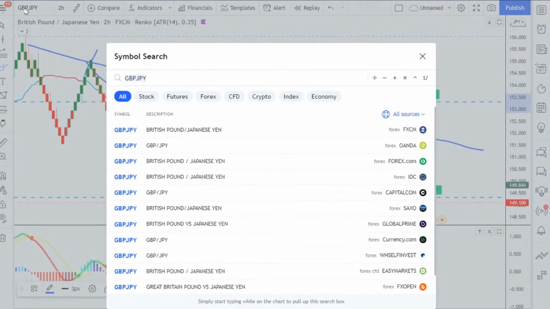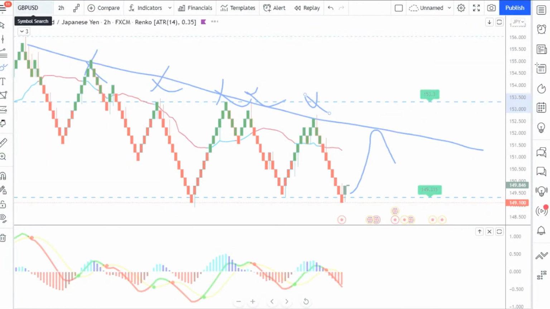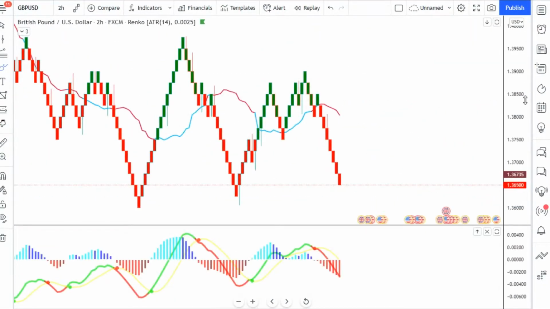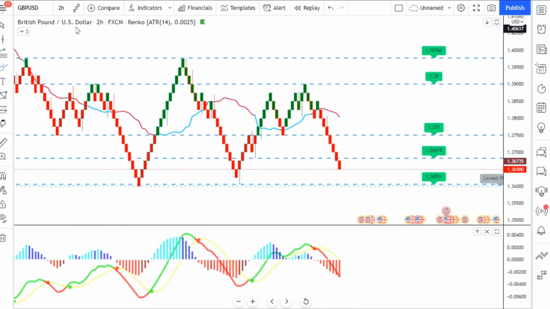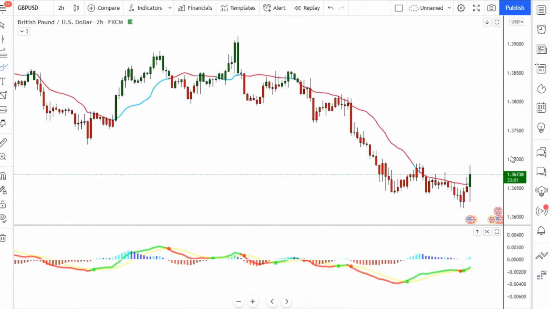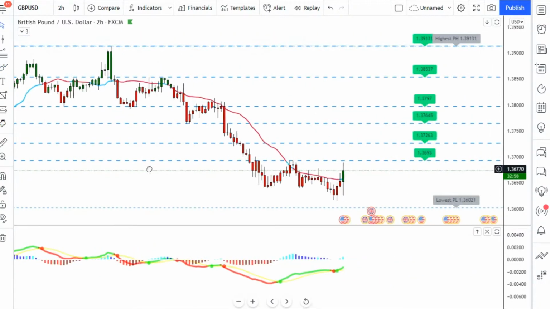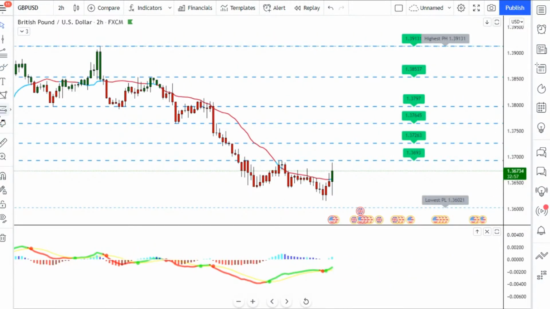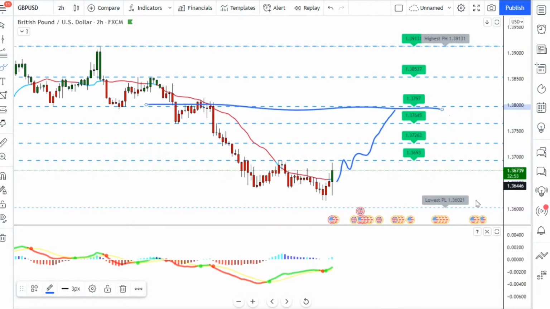Okay. Pound USD also, I think, is gonna continue to the upside. This is Renko, guys. It may be falling here, but if you go to the regular candles, it's gonna be to the upside. See. So basically, this is a very good buy, in my opinion. This is a really nice buy. We can go to this level here, 1.38 or something. Okay, guys. So this is a very good buy.